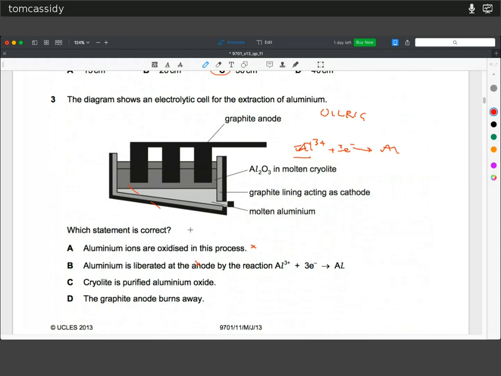Cryolite, you need to remember that that's not aluminium oxide at all. It's, if you like, the solvent that's being used to dissolve the aluminium oxide. So that one was wrong, that one was wrong, that one was wrong. Process of elimination, this one must be right. The process that's happening there is the anion, O2-, going to the anode, which is made of carbon. And when it gets there, we're going to make carbon dioxide. So the graphite anode does burn away. So the answer there is D.